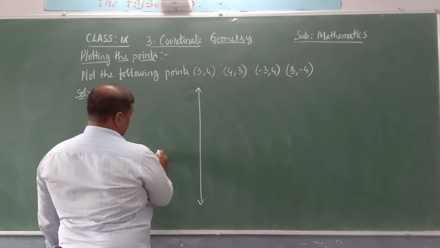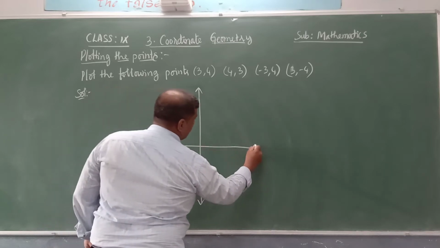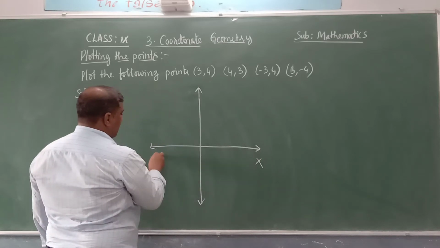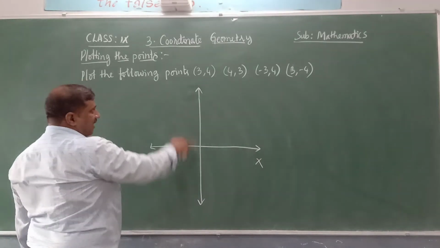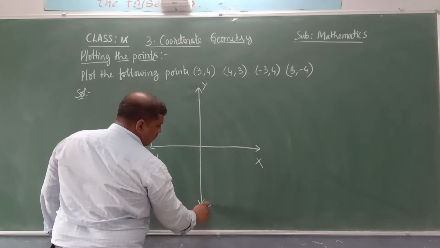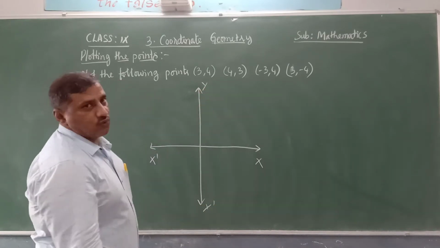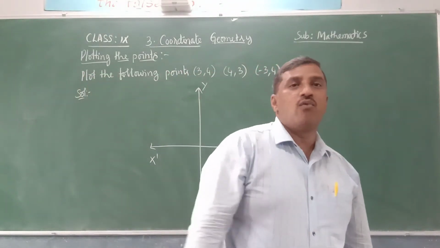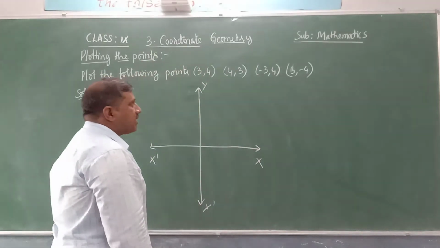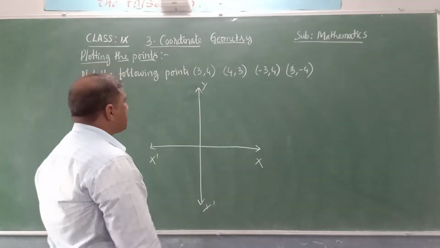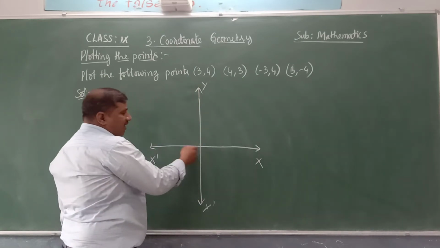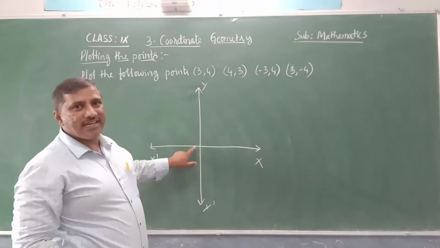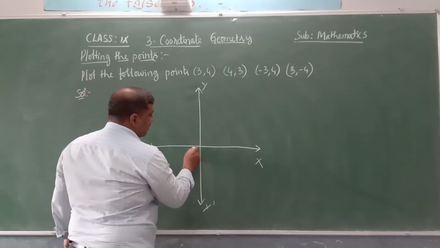You draw the Cartesian plane, and you will take the horizontal line as x dash, x, and the vertical line as y and y dash. We need to keep a scale. We should choose a scale by observing the values. All are small values, so we will take 1 centimeter equals 1 unit. The point where the two axes intersect is known as the origin, and it is represented with O.